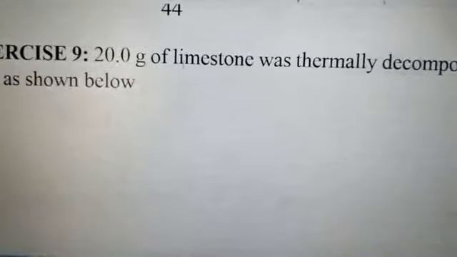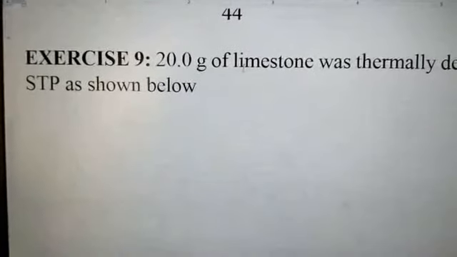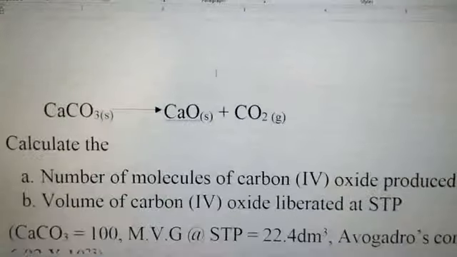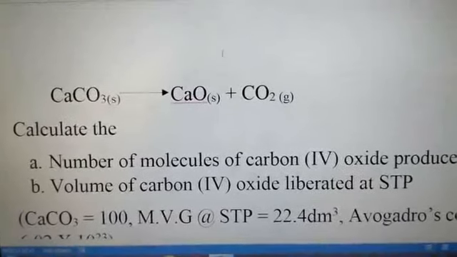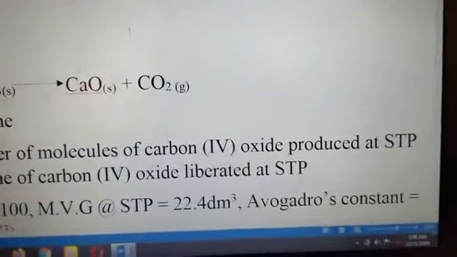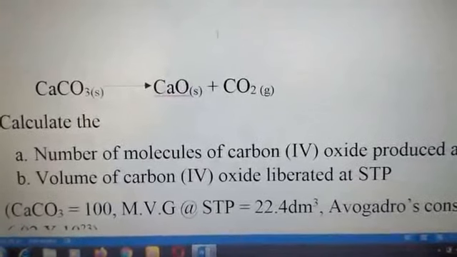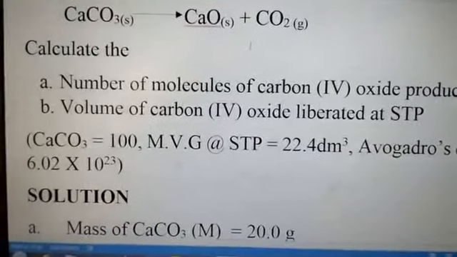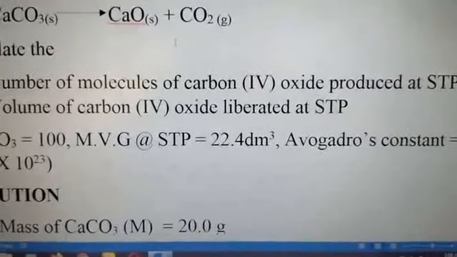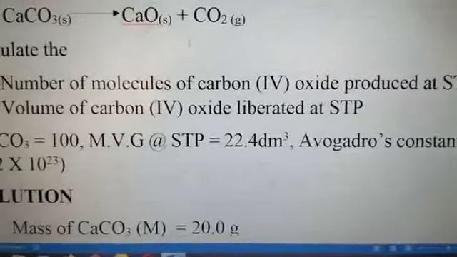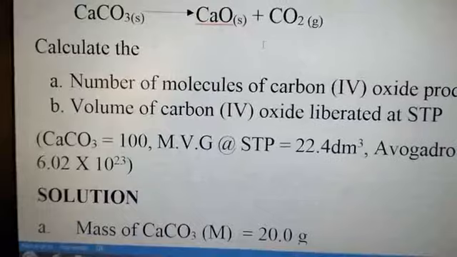Okay, going to exercise 9, it says 20 grams of limestone will thermally decompose at STP as shown below. The limestone is calcium carbonate. We are asked to calculate A, the number of molecules of carbon dioxide produced at STP, and B, the volume of carbon dioxide liberated at STP. They give us the molar mass of calcium carbonate as 100. They give us the molar volume of gas at STP as 22.4 dm cube. And they give us Avogadro's constant as 6.02 times 10 to the power 23.